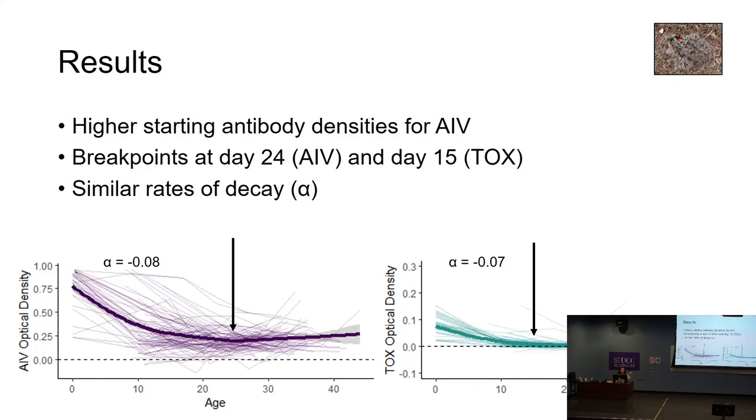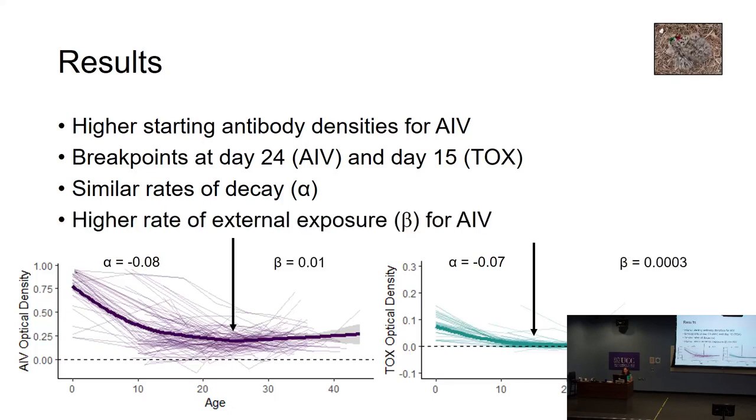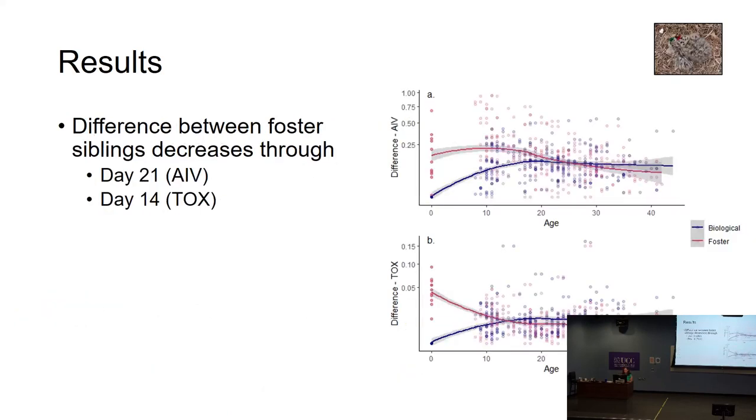For the exponential decay, so the decay of maternal antibodies, we had a similar rate of decay, even though the starting values were different between the two pathogens. And then a higher rate of external environmental exposure following the breakpoint for avian influenza compared to toxoplasmosis, suggesting that there's a higher probability of exposure in general for nestlings to avian influenza.